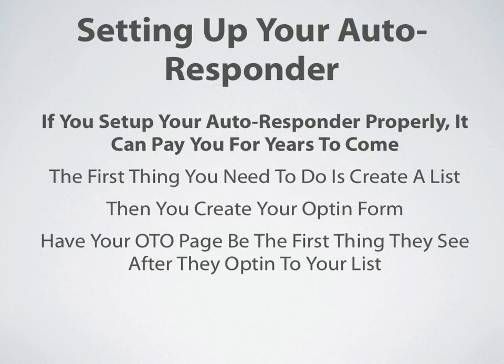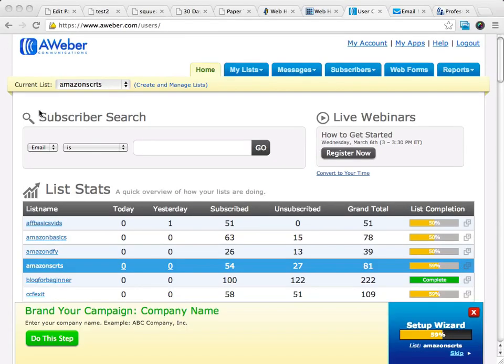And you can do it either through follow-up messages that go out over time or as just straight up broadcast messages where you're going to mail your entire list. So, when you're setting up your autoresponder, the very first thing that you need to do is you create a list. So I'll go ahead and I'll show you inside of Aweber just how easy it is.